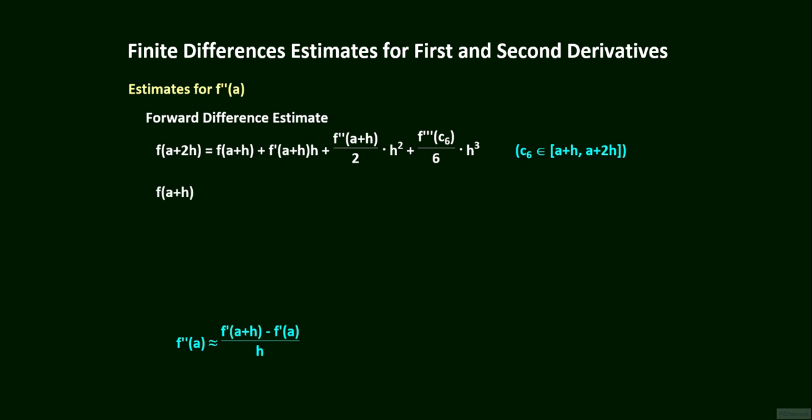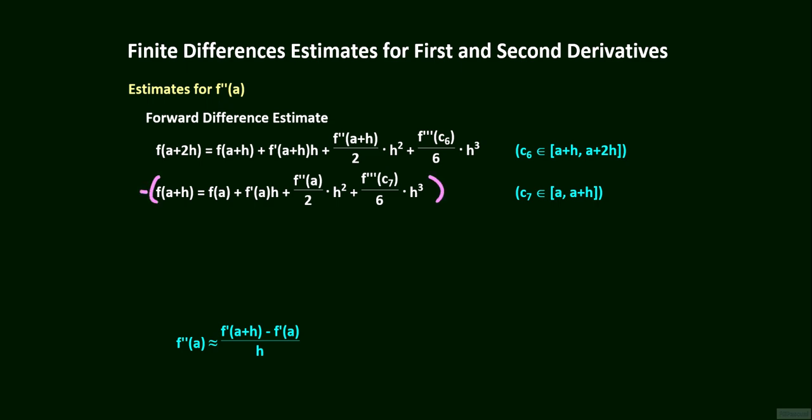Similarly, f of a plus h is equal to f of a plus f prime of a times h plus f double prime of a divided by 2 times h squared plus f triple prime of c sub 7 divided by 6 times h cubed. C sub 7 is some number between a and a plus h.